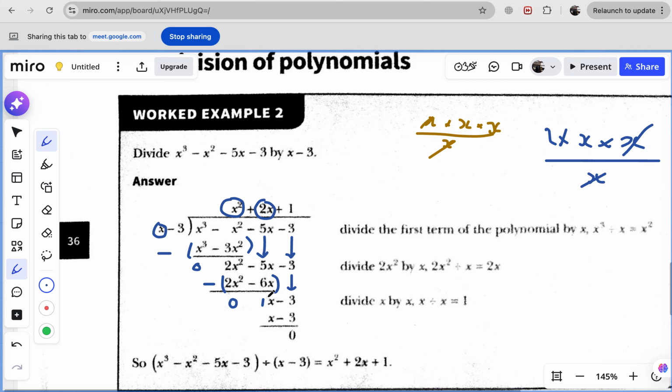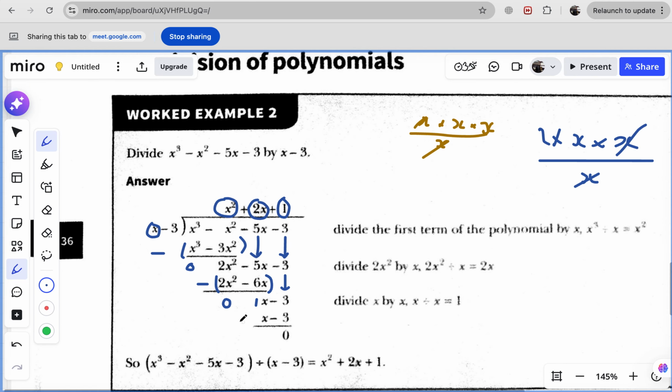You divide. You say x divided by x, you get 1, because anything divided by itself, you get 1. This x divided by this x, you get 1. That's plus 1. Then you take the answer you got, plus 1, and use it to multiply this one again. Like the same process, we start again. The answer you get, you always use it to multiply this. So 1 times x, we get x. 1 times -3, we get -3.